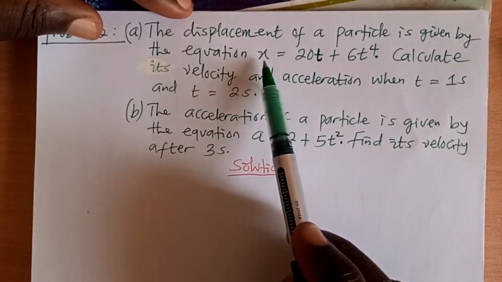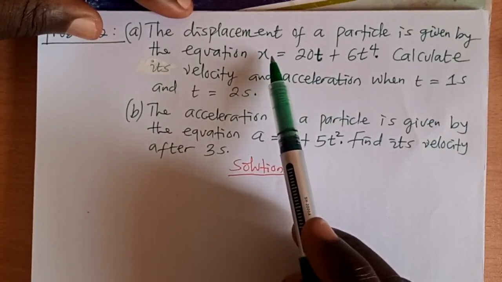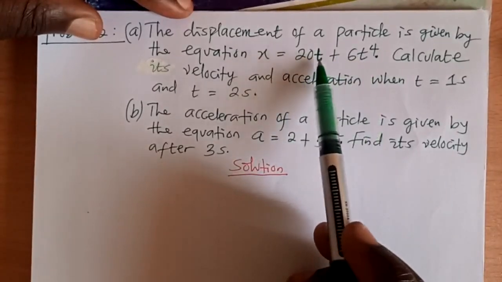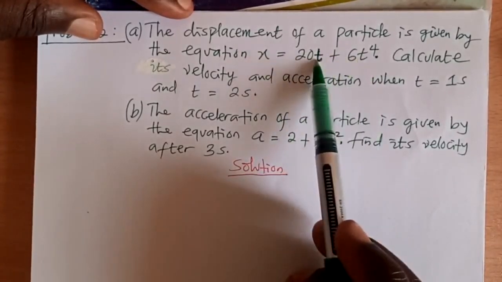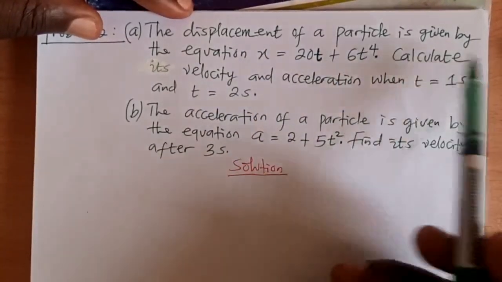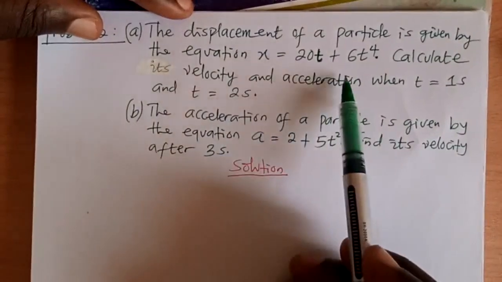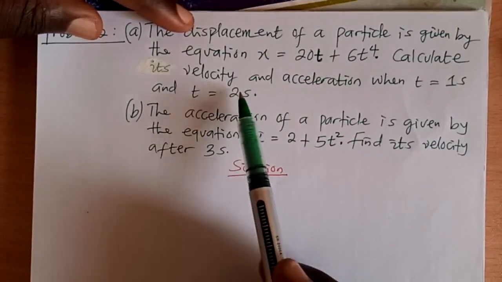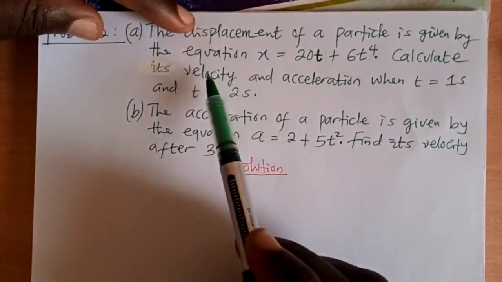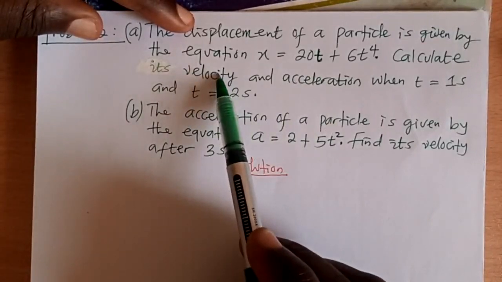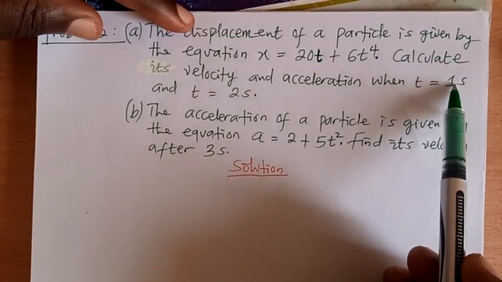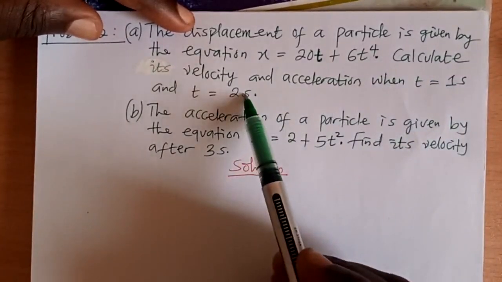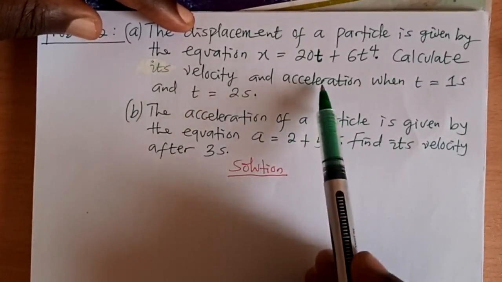X is the displacement of the particle, and at any instant you want to get its displacement, you use this equation. 1 second after, you substitute t equals 1 here to get the displacement. 2 seconds, you do the same. Calculate its velocity and acceleration when t is 1 second and when t is 2 seconds, meaning calculate the velocity of the particle at the instant when the time is 1 second after the journey started, or 2 seconds after the journey started, and do the same for acceleration.